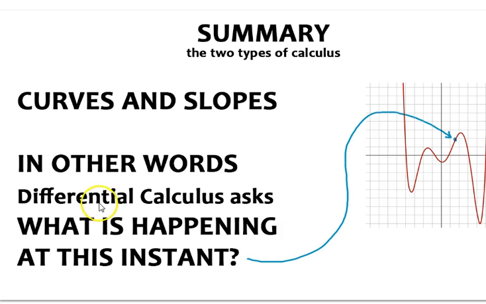And then, what is happening right here? That's what differential calculus is asking you. Right here, what's the slope? What's happening right now? How fast is that person going right there? If this was a distance over time graph, you'd say, well, what is the speed right here? You could figure that out if you know differential calculus.